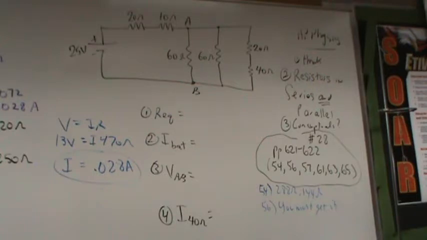You can't do 120. Two 60s in parallel isn't 120, two 60s in parallel is 30. So if you'd have done 60 with 30, then you would have gotten the right answer there. Everything else you're doing is right.